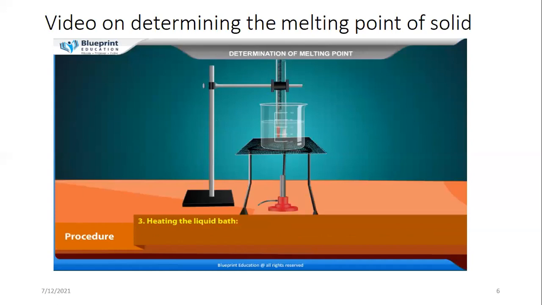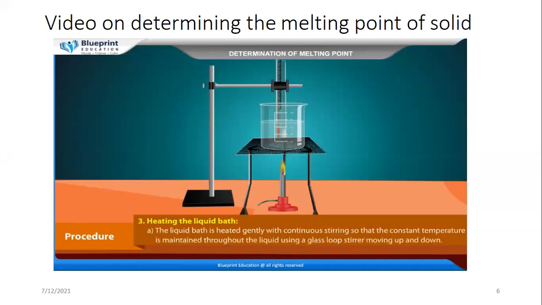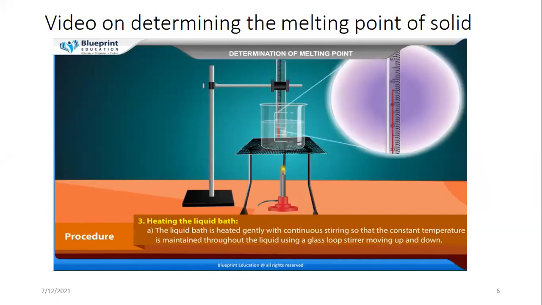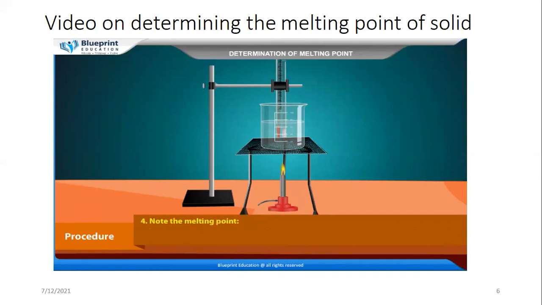Heating the liquid bath. A. The liquid bath is heated gently with continuous stirring so that the constant temperature is maintained throughout the liquid using a glass loop stirrer moving up and down. As the temperature reaches near the melting point of solid, the flame is reduced and the temperature is allowed to rise gradually. Note the melting point.